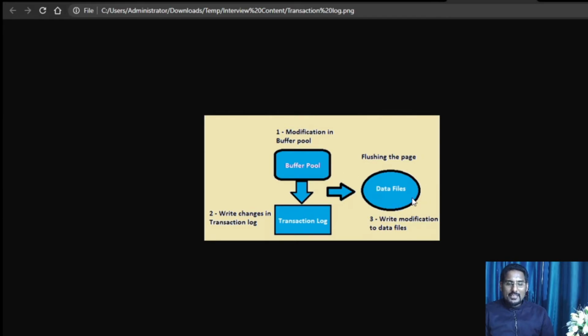That way, your data file contains the real and actual data which you modified or created in the database, but the transaction log temporarily stores that information in the form of logs.